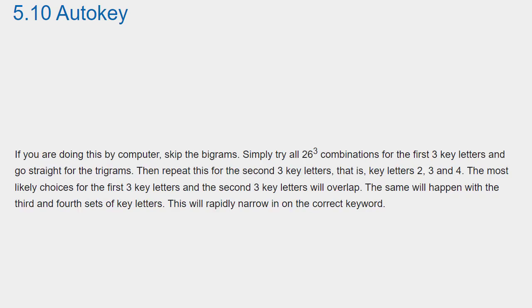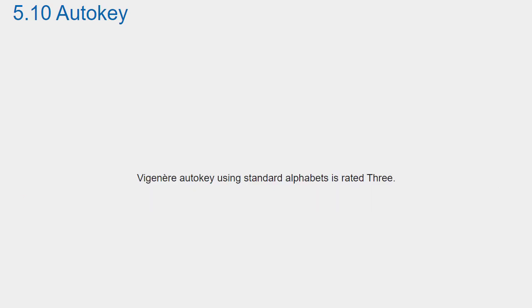If you are doing this by computer, skip the bigrams. Simply try all 26 to the power 3 combinations for the first 3 key letters and go straight for the trigrams. Then repeat this for the second 3 key letters, that is, key letters 2, 3 and 4. The most likely choices for the first 3 key letters and the second 3 key letters will overlap. The same will happen with the third and fourth sets of key letters. This will rapidly narrow in on the correct keyword. Fictionnaire autokey using standard alphabets is rated 3.